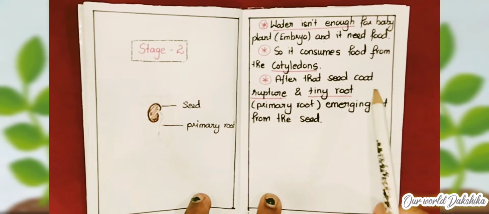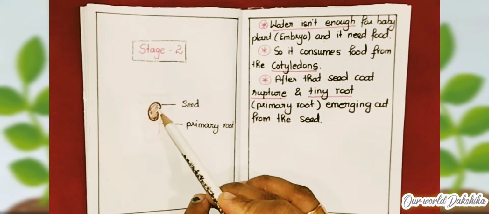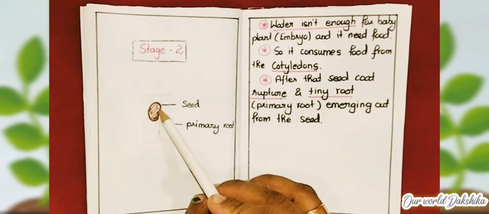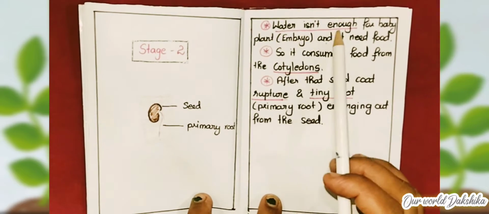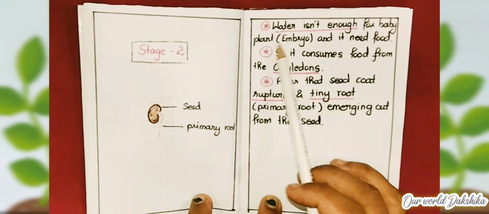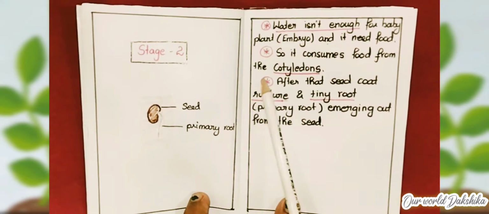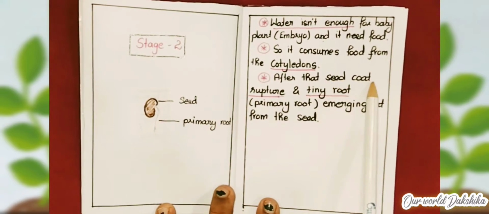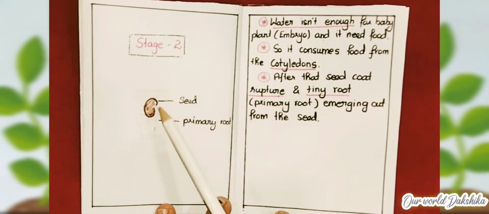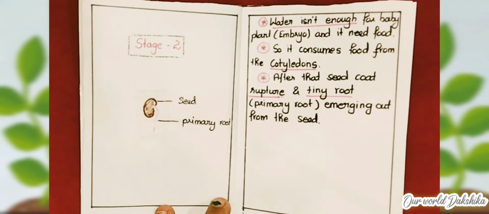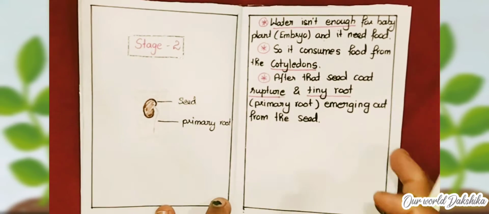After that, the seed coat ruptures and the tiny root, that is the primary root, emerges from the seed. This tiny root is emerging out from the seed. This is stage 2.